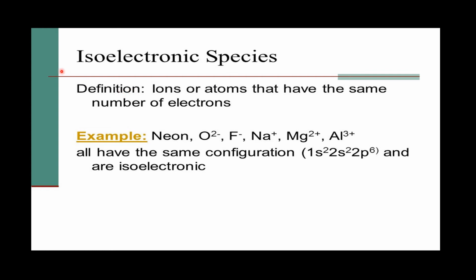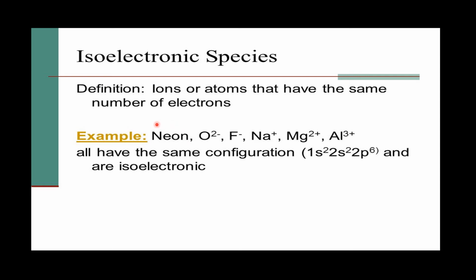Isoelectronic species. These are the certain species which have the same number of electrons. Isoelectronic species have the same number of electrons. An example of isoelectronic species is given here: neon, O2 minus, F minus, Na plus, Mg2 plus, and Al3 plus. All these species have the same number of electrons, and it is 10.